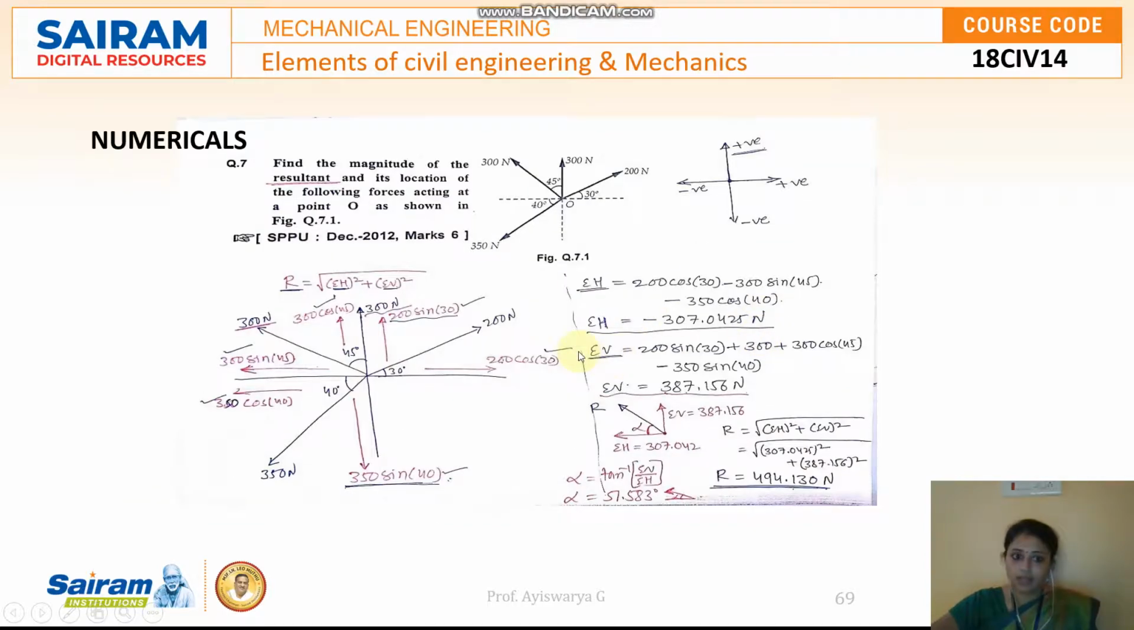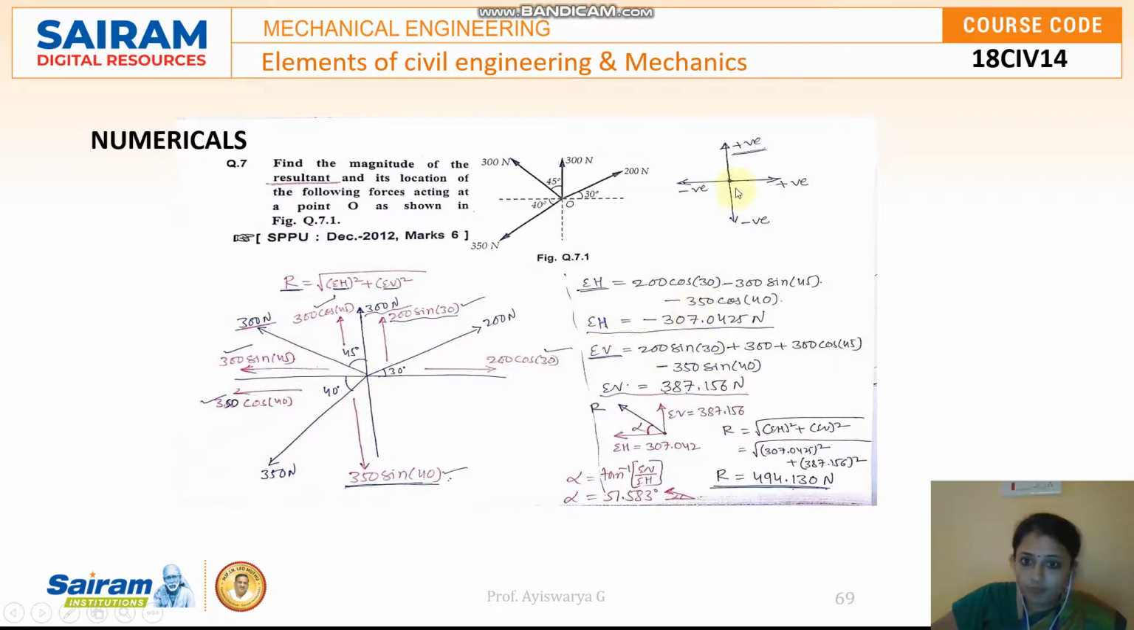Okay, I have an example for it. It says to find the magnitude and direction of the resultant for this particular graph. First you draw the free body diagram, FBD. For example, this 200 Newton force, you make it into a horizontal force and a vertical force: 200 cos 30, 200 sin 30. Likewise, 300 cos 45, 300 sin 45, and 350 sin and cos, like that.